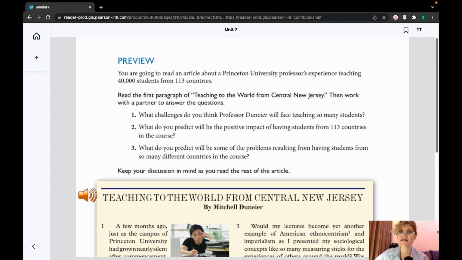Please look at the text. Write down what you think the genre of the text is and what the purpose of the text is. And then you are going to read the article about Princeton University professor experience teaching 40,000 students from 113 countries.